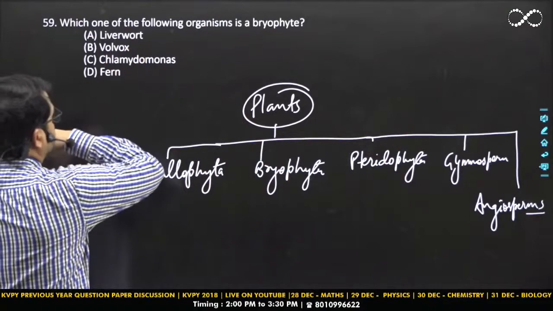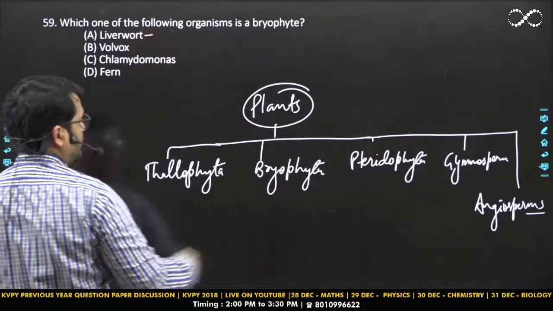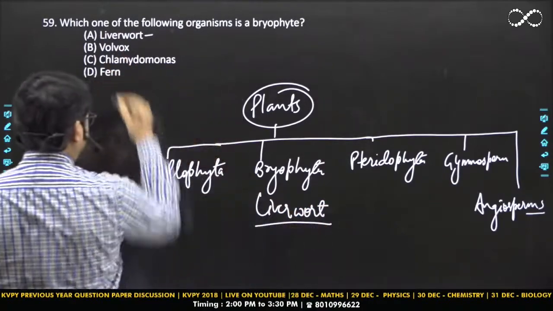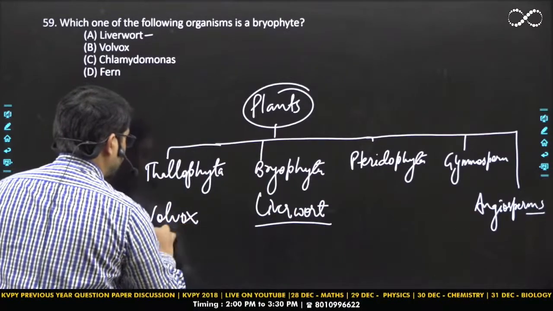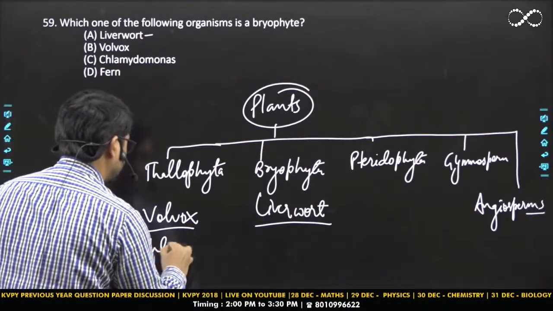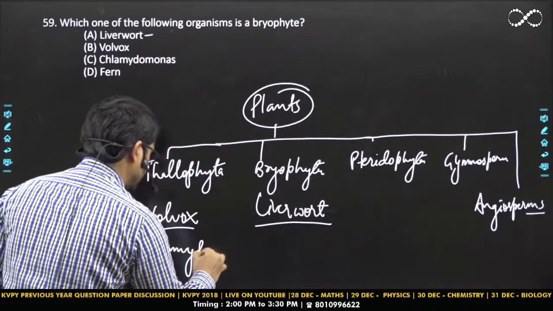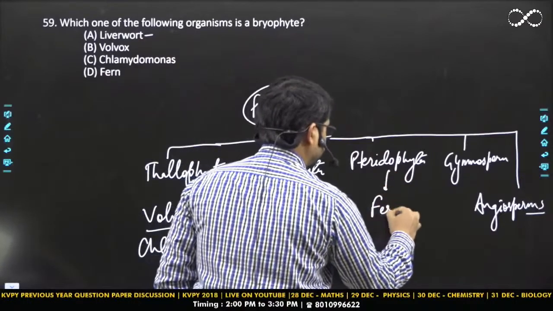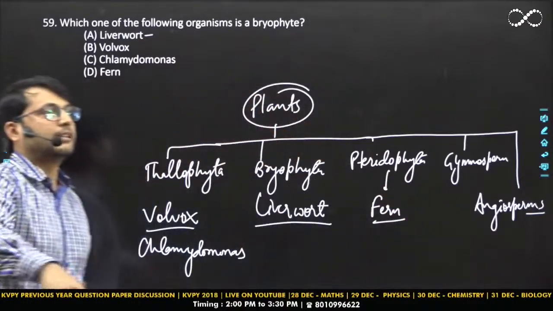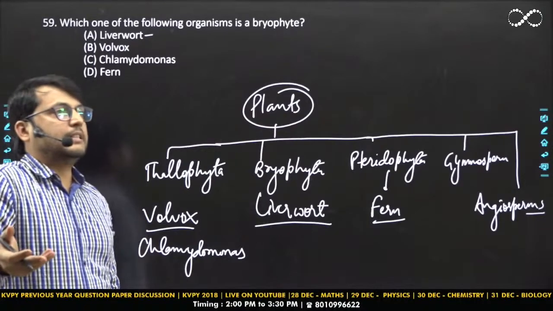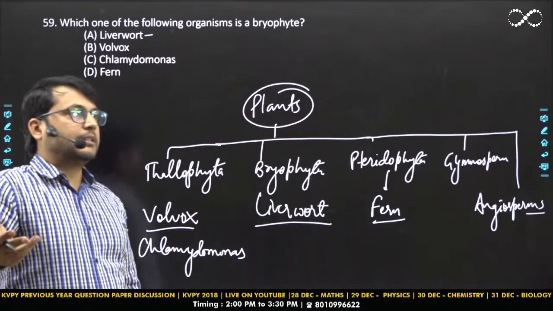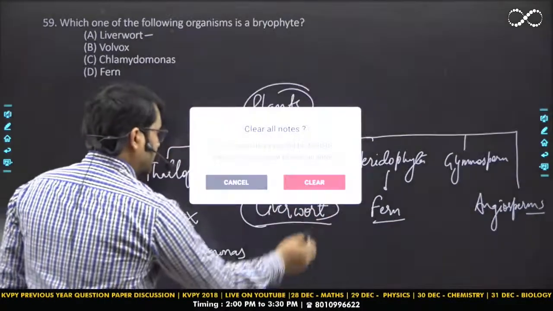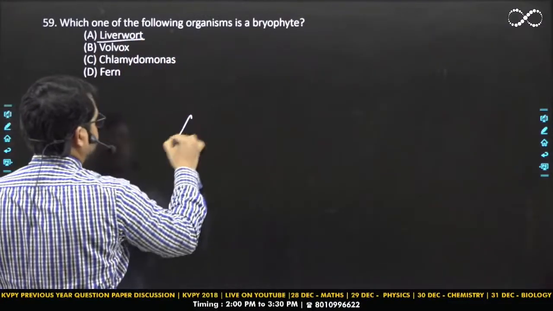Okay. So plants can be classified into all of these. Now from these, let us start looking at examples. Liverwort is a bryophyte. Volvox is a member of thallophyta. Chlamydomonas is a member of what? Thallophyta. And fern is a member of pteridophyta. Correct? Great. So everybody has given the right answer, A. Very good to see that. So the correct answer is liverwort. Now, let me also tell you a few more things. Liverwort.